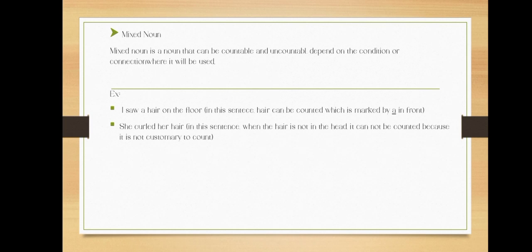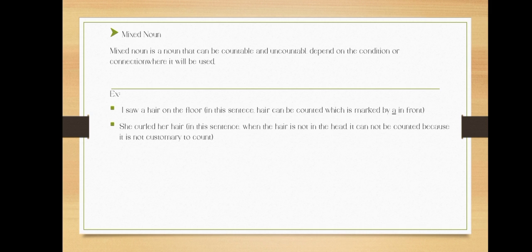For the next is mixed noun. A mixed noun is a noun that can be countable and uncountable, depending on the condition or connection where it will be used. For example, I saw a hair on the floor. In this sentence, hair can be counted, which is marked by a in front. And, she curled her hair. For this sentence, when the hair is on the head, it cannot be counted because it is not customary to count.